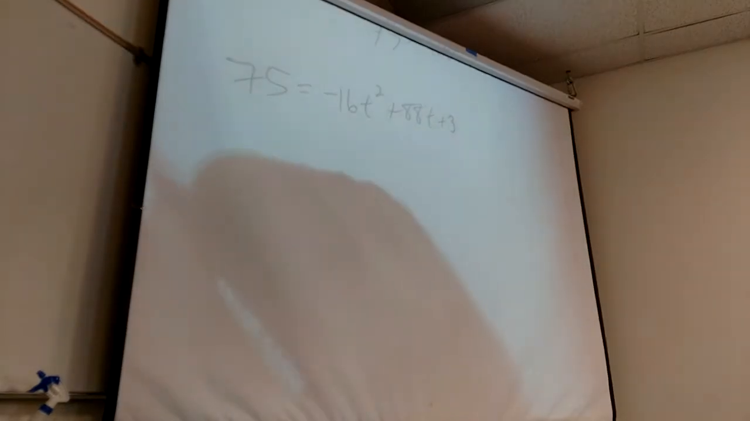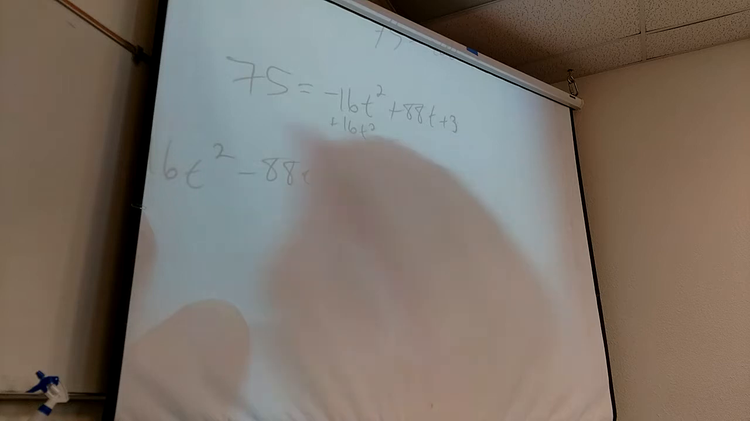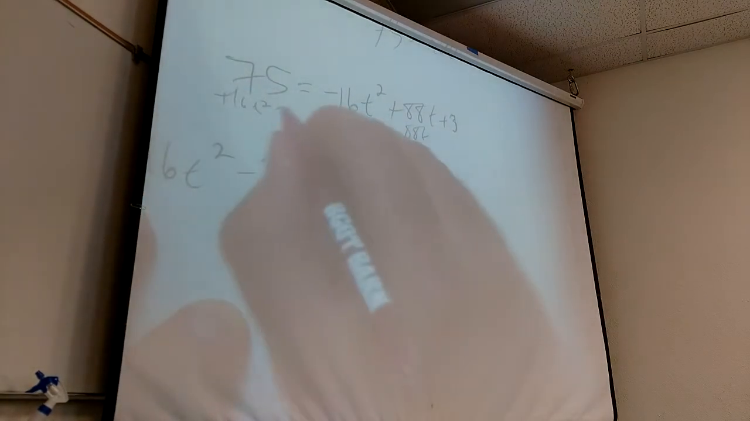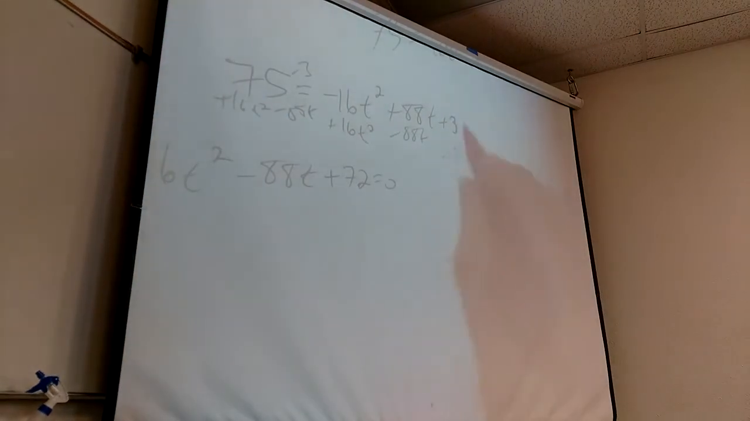So I'm going to add 16t squared. I'm going to subtract 88t. And I'm going to subtract 3. So I added 16t squared. I subtracted 88t. And I subtracted 3. So I got it equal to 0 now.